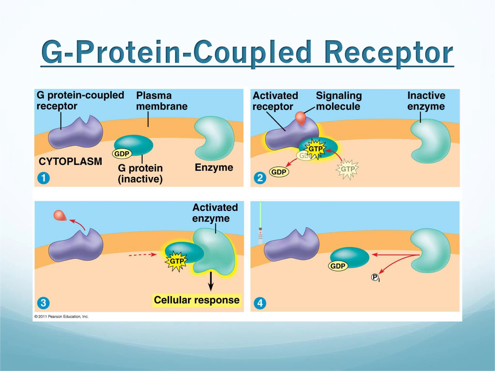Then that GTP is going to move from the receptor to the enzyme that it's acting on. This is where it's doing the relay. It's bringing the signal from one place to another. And that's going to go ahead and activate the enzyme, cause the cellular response, and then the GDP inactivates and goes back and waits for the next signal.